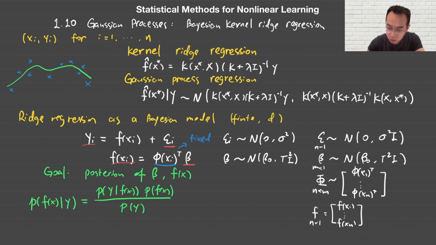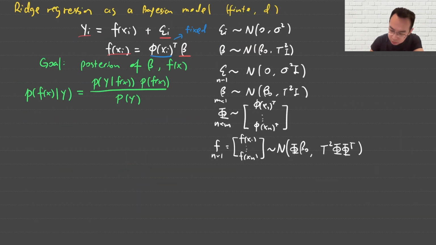Then because we are scaling the normal distribution with a constant, f will also be a normal distribution, a multivariate normal. So the mean of that will just be phi times beta 0. Then the variance, which is a property of the Gaussian distribution, will be tau square phi phi transpose. Okay, then you'll see here that phi phi transpose is going to be the kernel matrix K, right? So that equals the kernel matrix K.